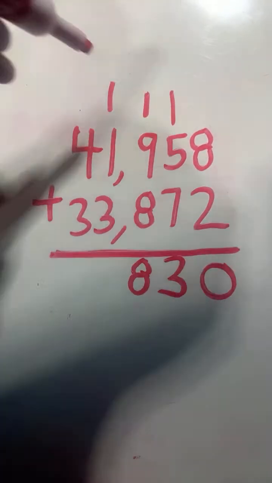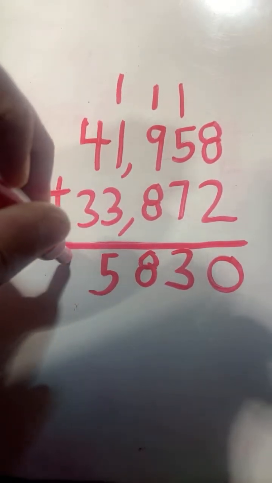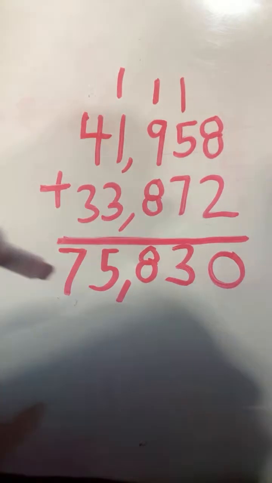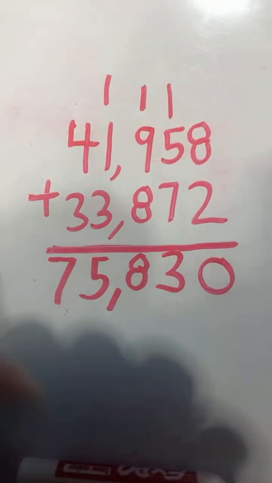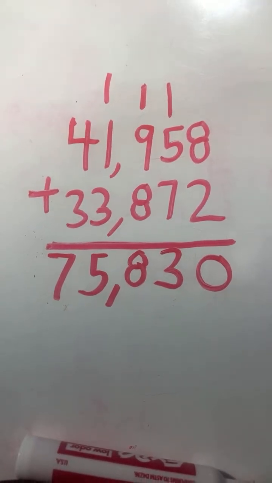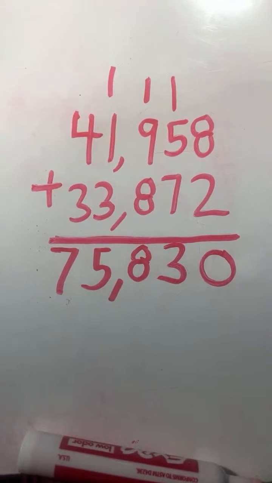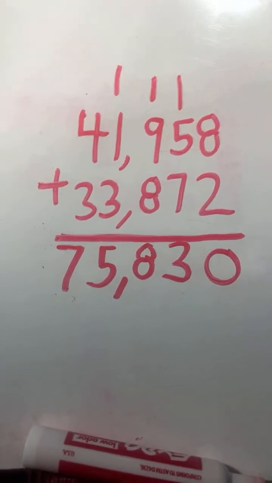1 plus 3 equals 4. We add the 1 that we carried over, it becomes 5. And 4 plus 3 equals 7. And we have our final answer: 41,958 plus 33,872 equals 75,830.